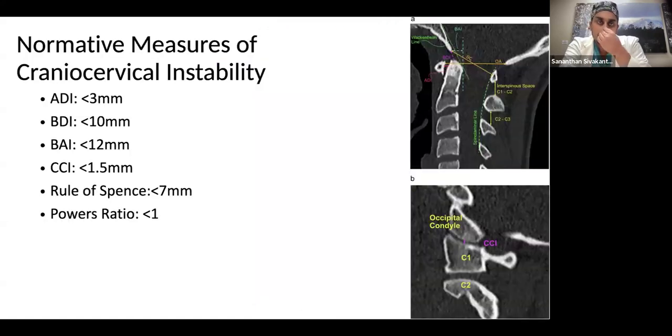Moving on to how you determine what fractures need an operation and what don't, you can look at these normative measures of craniocervical instability. For example, your atlantodental interval, basiodental interval, basioaxial interval, the C1-C2 interval, and your rule of Spence and Powers ratio. Although traditionally described on X-ray, they can be measured on CT scan now as well. They provide a very quick and dirty assessment: is this a stable or unstable type of injury?